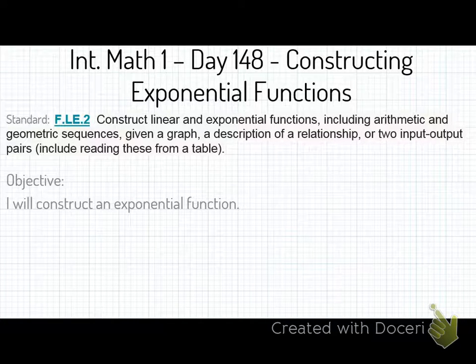Okay, so today we're going to talk about constructing exponential functions. It's day 148. I've taught you linear functions before, okay? Turn to your neighbors and remind them, what is the equation for linear? Y equals what? Turn to your neighbors and tell them. What was that? Remind them. What is linear?